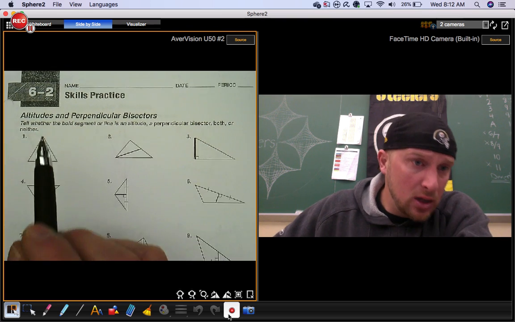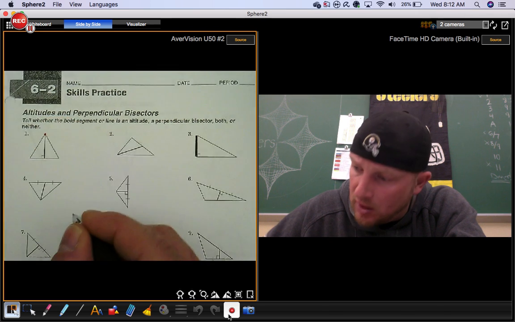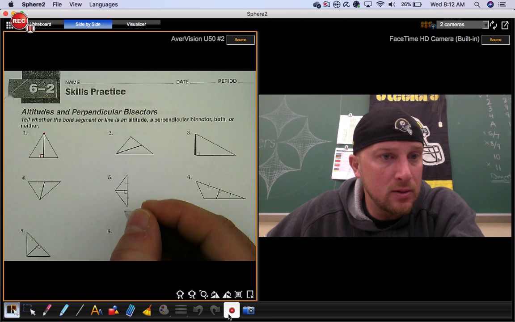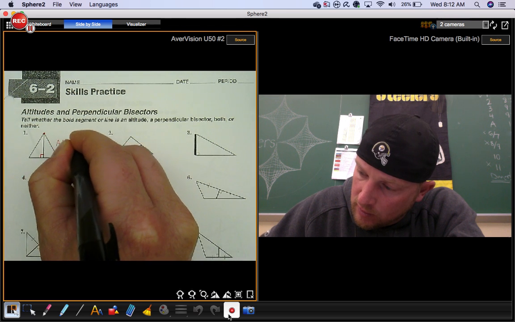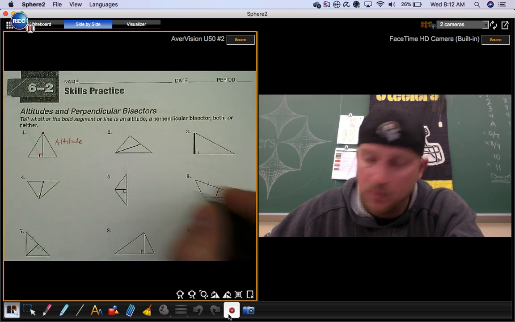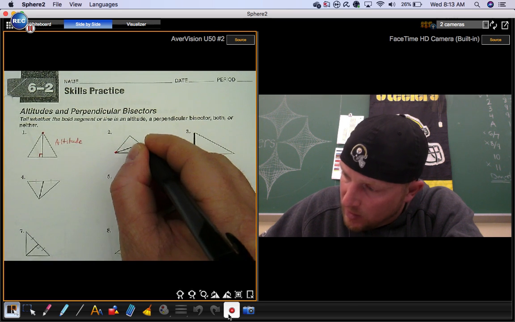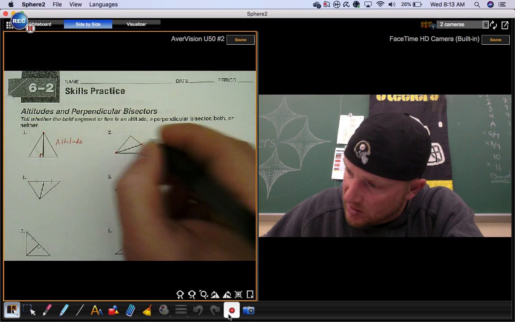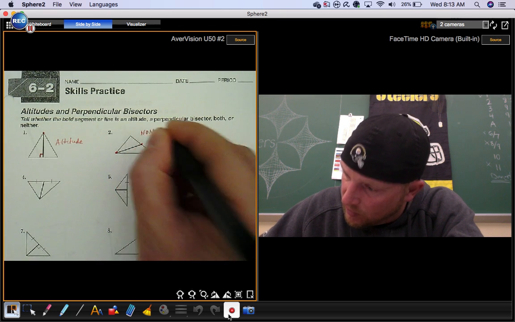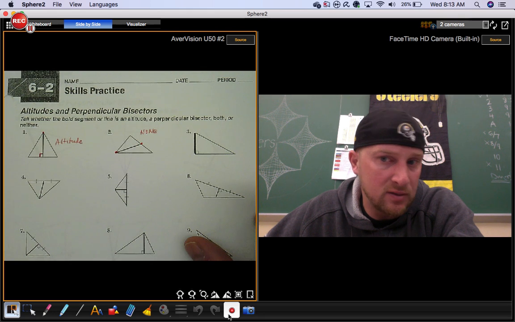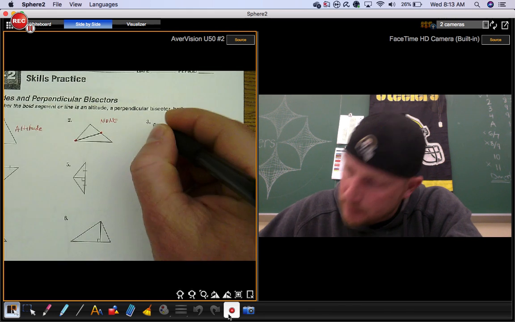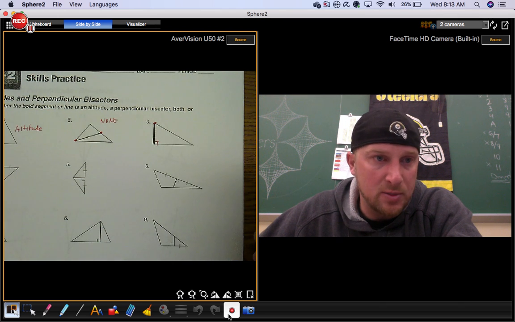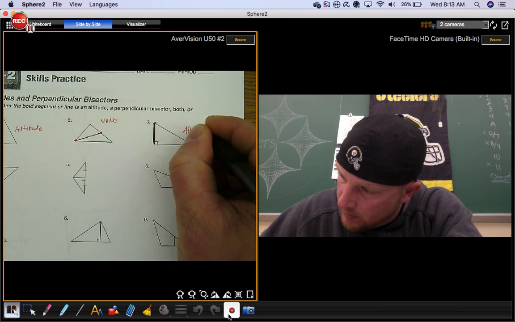Okay, so in number one, we have a segment that touches a vertex, and the segment also is perpendicular to the other side. That's what an altitude is. This segment touches a vertex and a point on the other side, but this point is not perpendicular and it's not a midpoint. So this is none of those three that we've learned in the last week or so. This segment touches a vertex and it's perpendicular to the opposite side. That's an altitude.